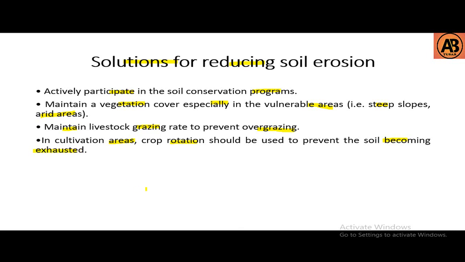There are many solutions for reducing soil erosion. These 4 are the main and common solutions for reducing the soil erosion.